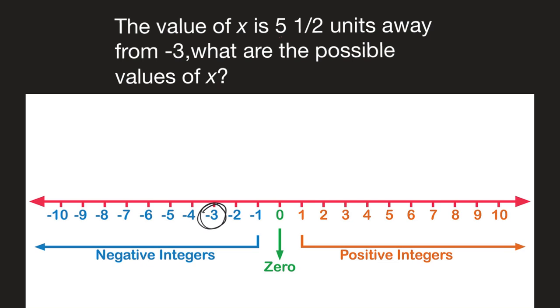I'll go to the right first. That would be 1, 2, 3, 4, 5.5. That means it's going to be right in between 2 and 3. That means it's going to be 2 and 1/2.